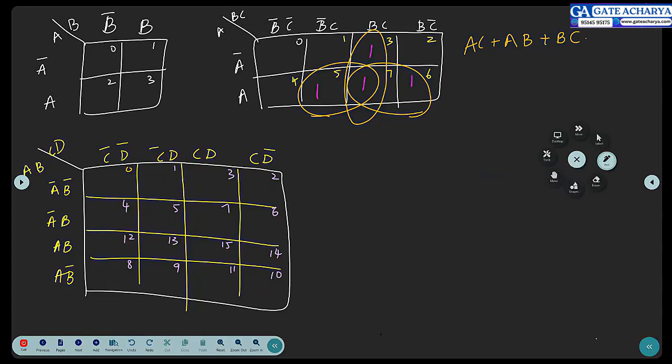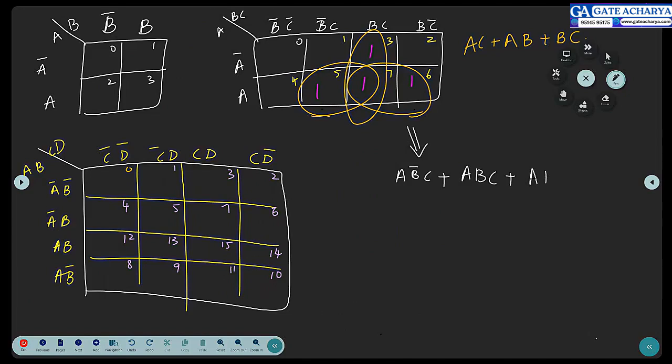From the K-map, what is the Boolean expression? If it is 1 here, it is A, B bar C, plus what is this one? A, B, C. And what is this one? A, B, C bar. B, C. Now say I give you this expression and I ask you to reduce this expression. What is the technique you will use? Say, forget K-map. In the question, I give you this expression and I ask you to reduce. What is the technique you use?